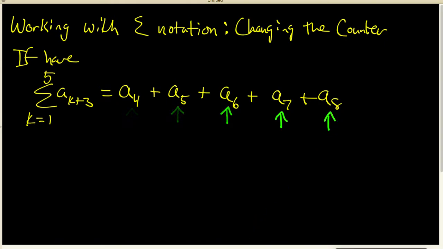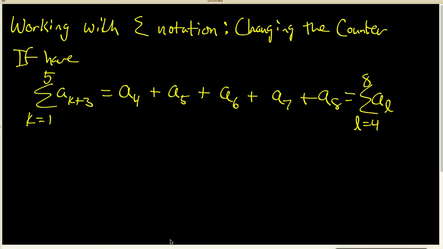It is often advantageous to write this particular sum with a different counter at a different starting place. Since my sum is starting at 4 and running through 8, a lot of people would rewrite this as the sum as, say, L goes from 4 to 8 of a sub L.